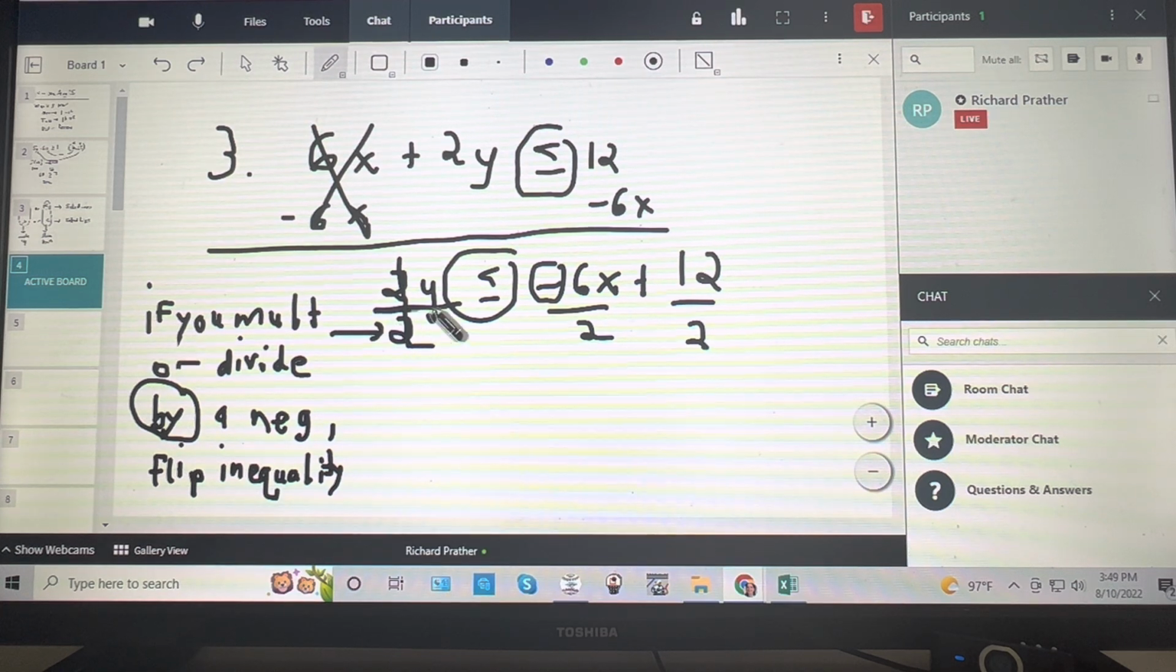I'm dividing by positive 2 right here. This is dividing by positive 2, so I don't flip it because of that. It's going to stay less than or equal to. And 6 divided by 2 is 3. 12 divided by 2 is 6. So this would have a y-intercept of 6.